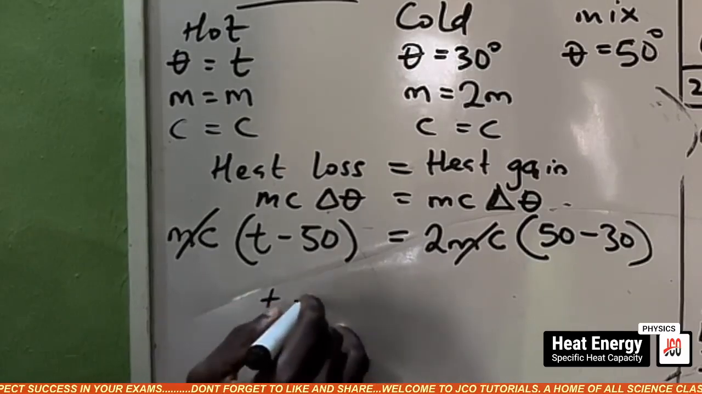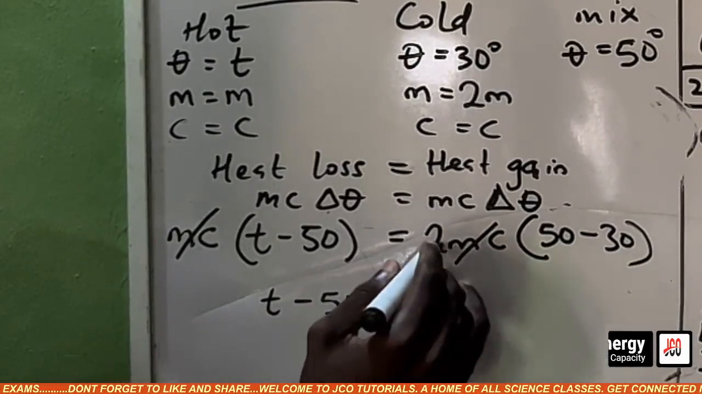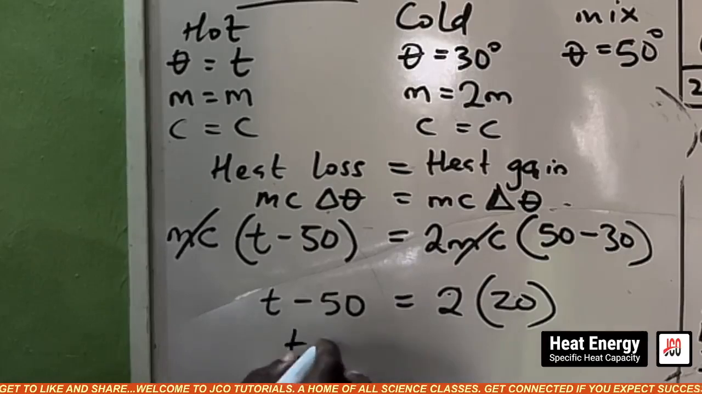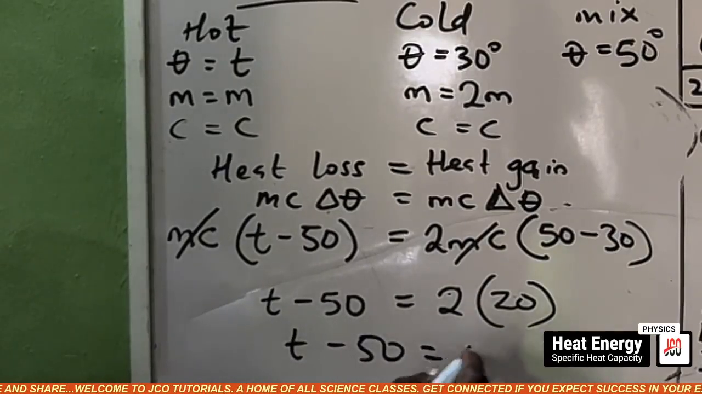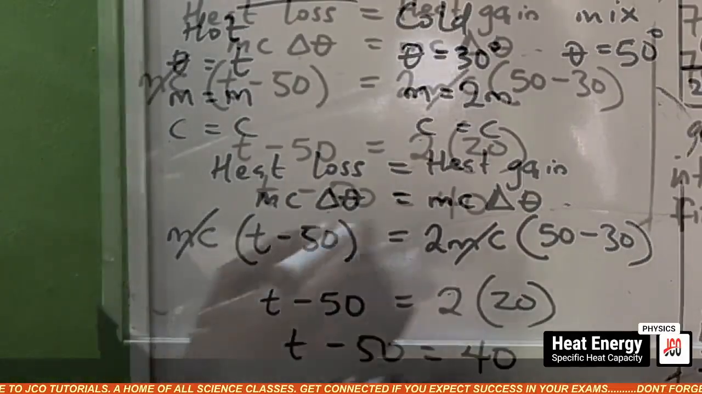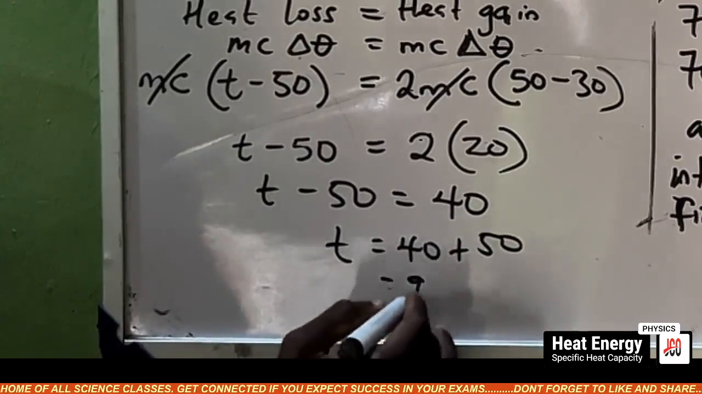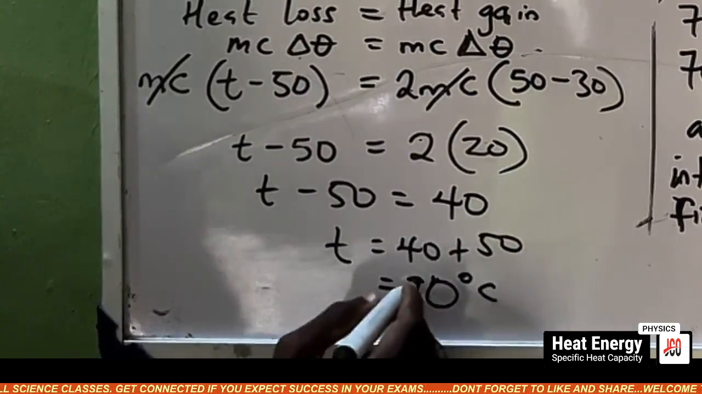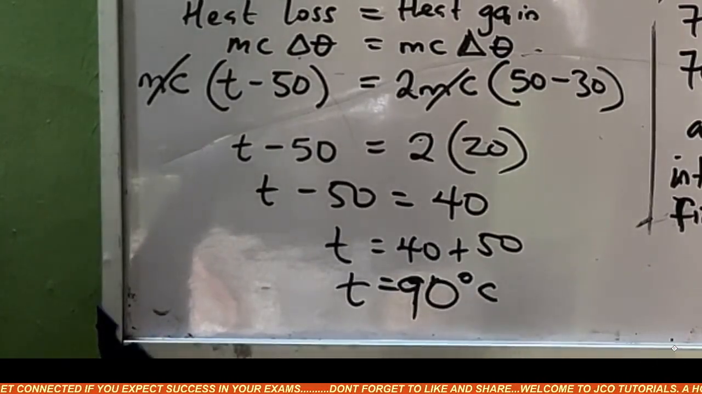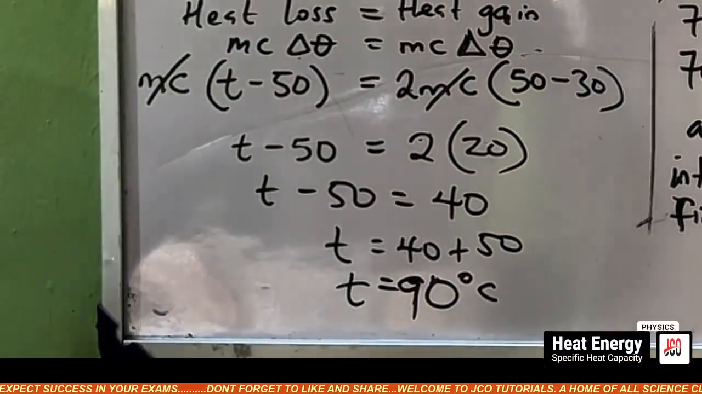So we have T minus 50 equal to 2 times (50 minus 30). 50 minus 30 is 20. So T minus 50 equals 2 times 20, which is 40. Then when you collect like terms, minus 50 goes over. T equals 40 plus 50, which is 90 degrees Celsius. Obviously that is clear, because 90 is very, very hot. So the hot temperature is 90 degrees Celsius.